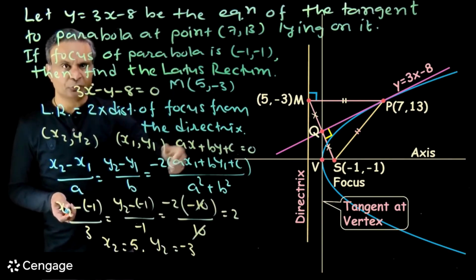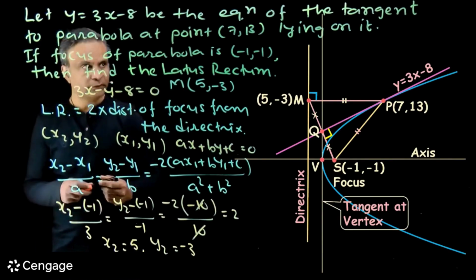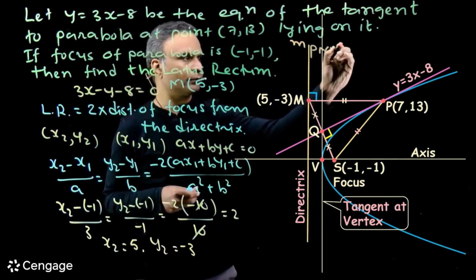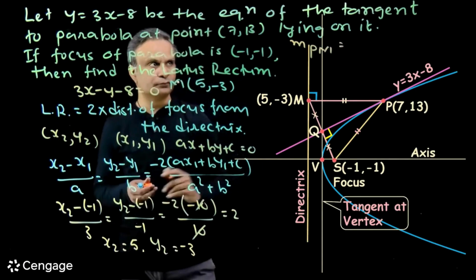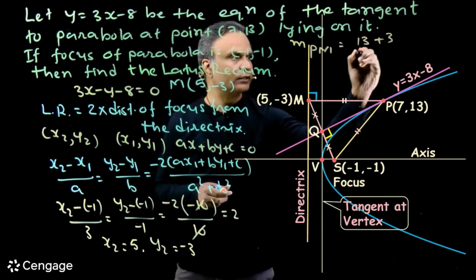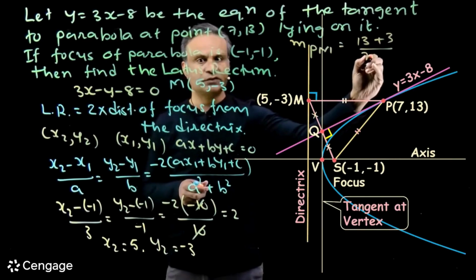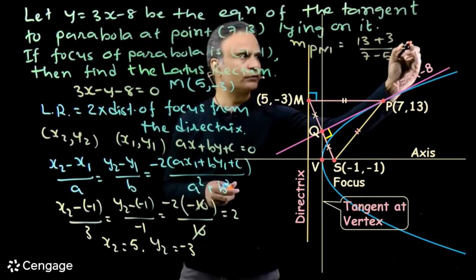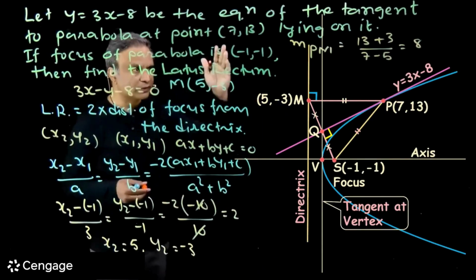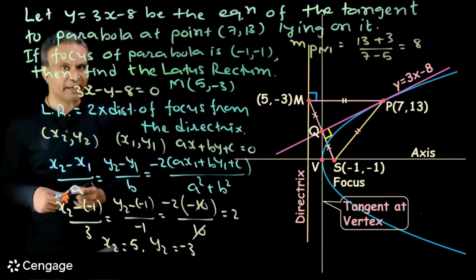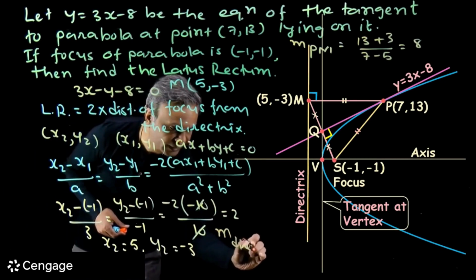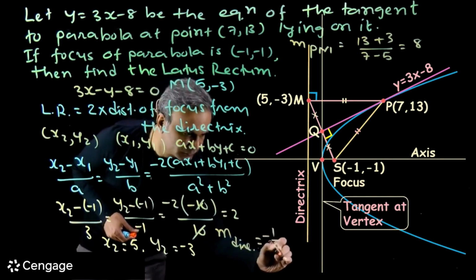Now PM is perpendicular to the directrix. The slope of PM is (13 plus 3) over (7 minus 5). This is 16 upon 2, which is 8. So the slope of the directrix will be minus 1 upon 8.